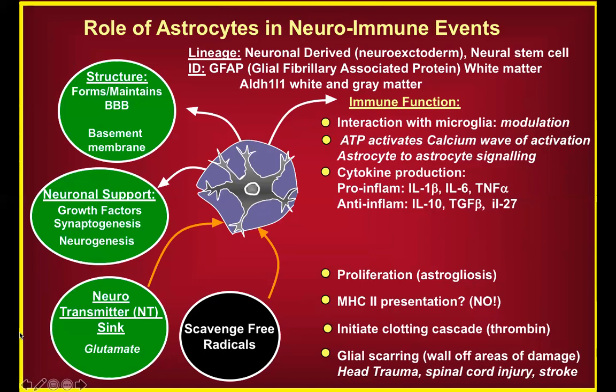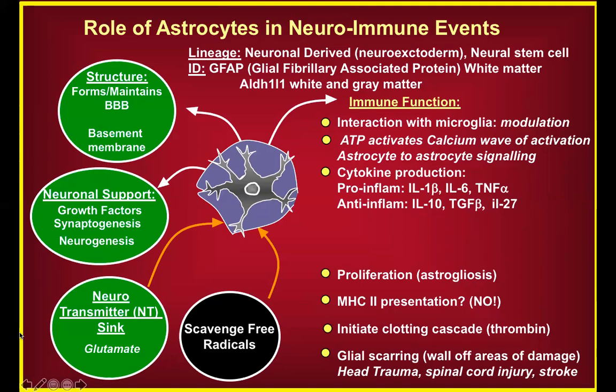There used to be this idea that astrocytes could present antigen on something called MHC class 2, which is the one that's involved in more of that adaptive immune response. And we'll go through this, but they can't. They don't have all the machinery to do this. They can also initiate clotting cascades. So you want to stop bleeding. Astrocytes are important for this.